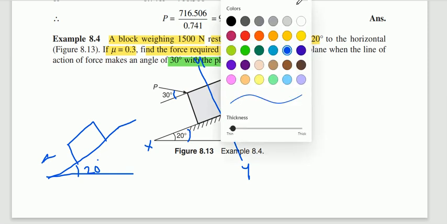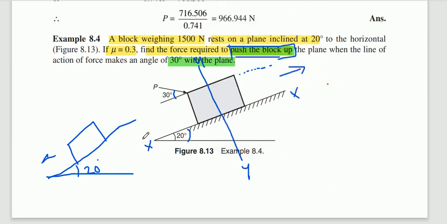Now you need to draw the forces acting on the block. The block has a weight of 1500 Newton. Always write the weight of the block vertically downward, because of gravity, the weight or mass of any object acts vertically downward, irrespective of the x and y axes. Therefore we write the weight of the block acting vertically downward. It is 1500, the weight of the block.